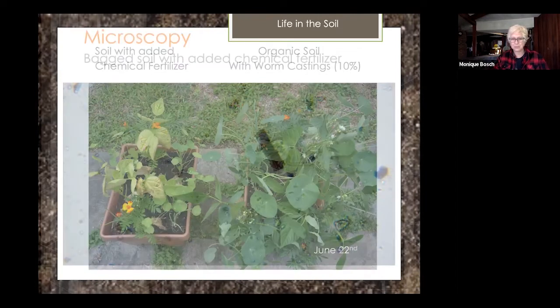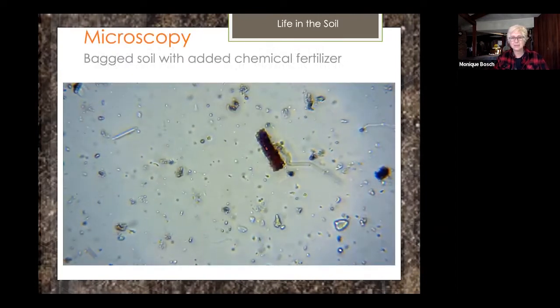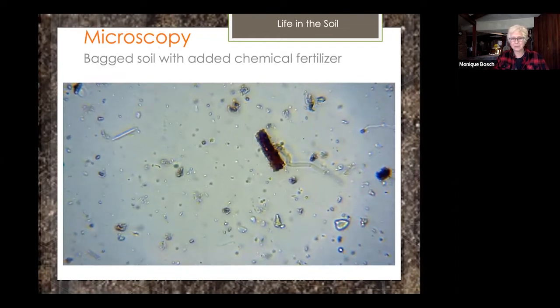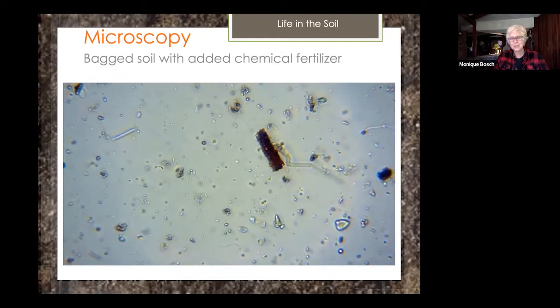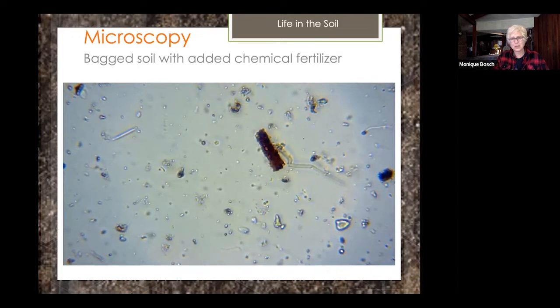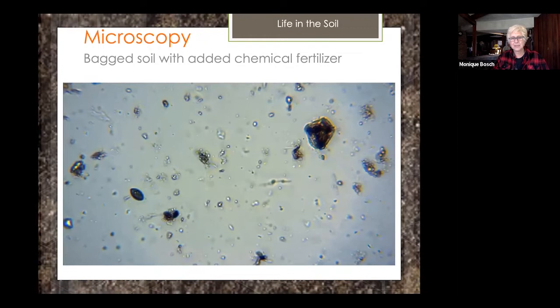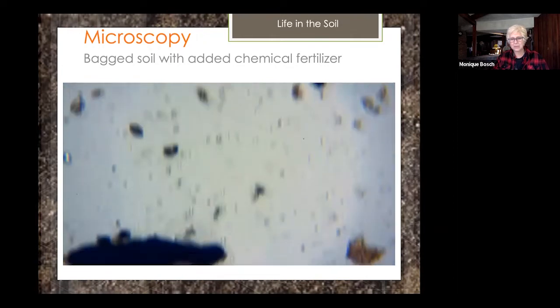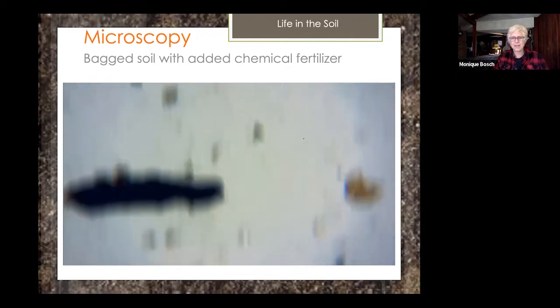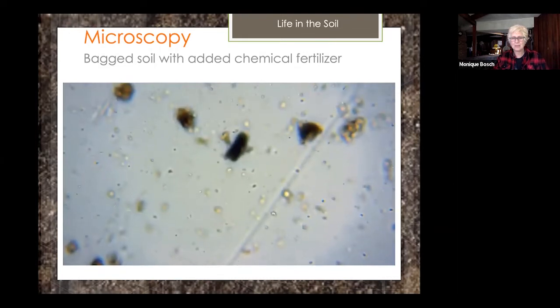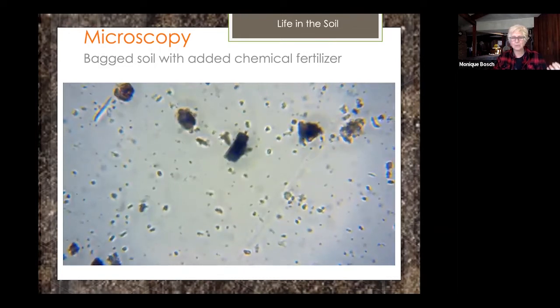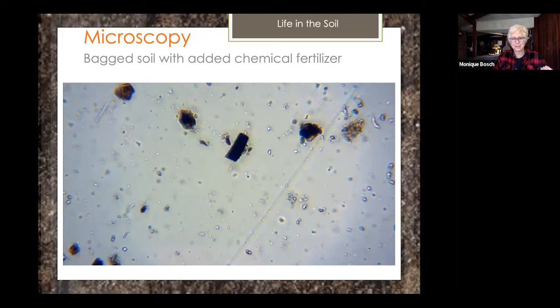So under the microscope, this is the bag soil with the chemical fertilizer. And you can see there's no soil structure. There's a little bit of organic matter in there, but generally it's pretty dead. That's a ciliate, which is not what you want to see. So that is an anaerobic microbe. And the bacteria are not forming aggregates as they should.